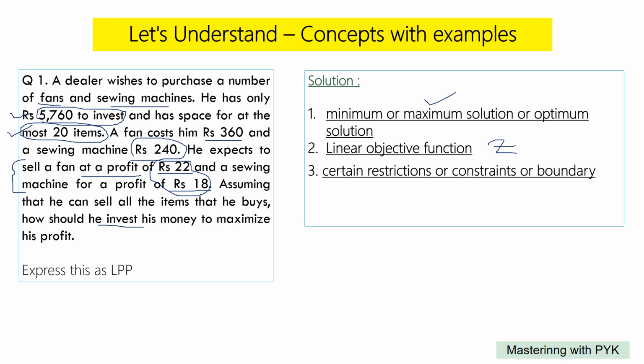Restrictions: we have 4 restrictions. We have investment as a restriction, space as a restriction, the cost of the fan as a restriction, and the cost of the sewing machine as a restriction. And we have only 2 variables, and we are going to deal only with 2-variable problems. So the variables are the fan and the sewing machine, right?